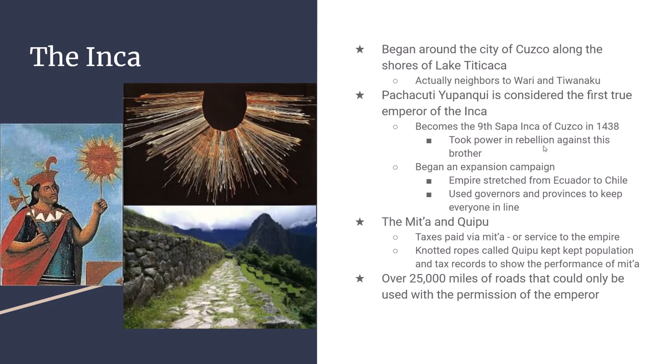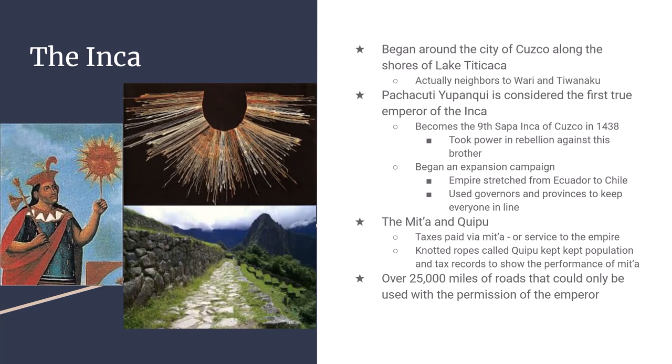Now, last but not least, we have the Inca. This is the best known of the South American group. And they begin somewhere along the city of Cuzco, which is along the shores of Lake Titicaca. They're actually going to be the successors to the Wari.